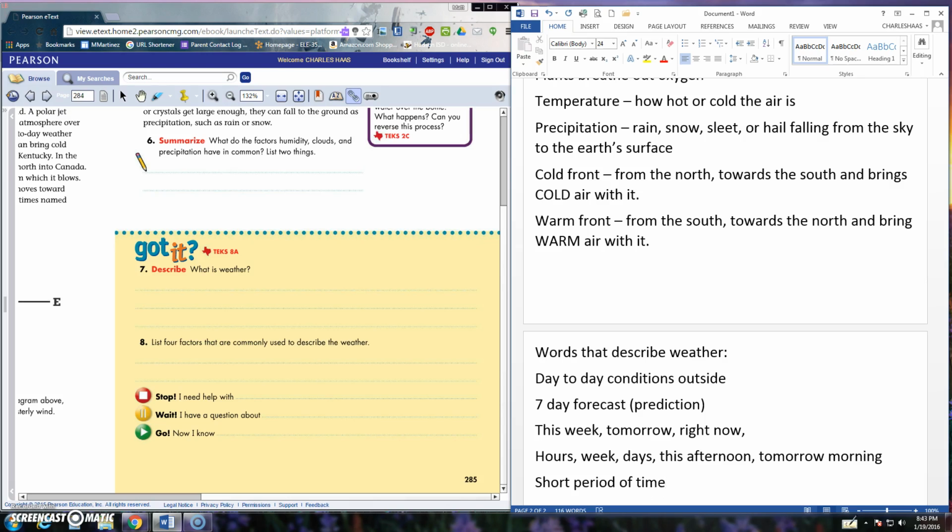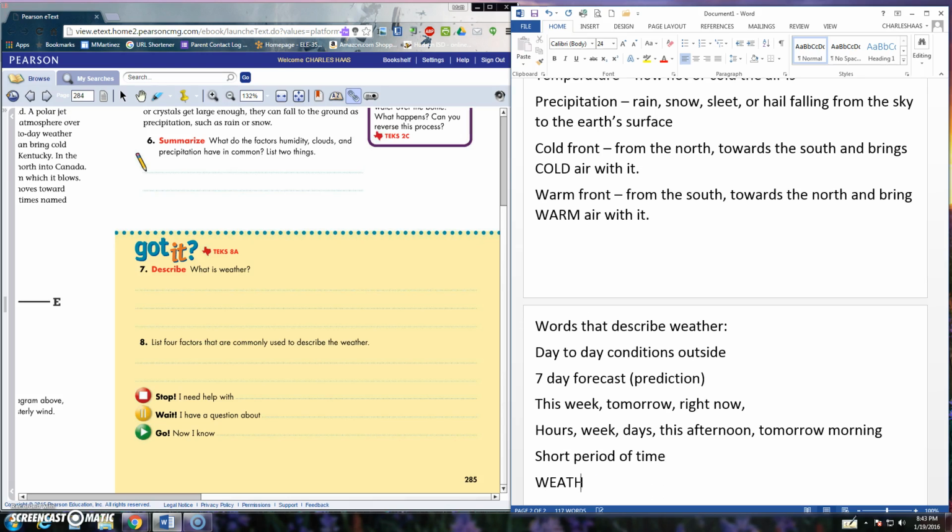This is describing weather. Weather is a short period of time. Today, tomorrow, this week, last week. These are words that describe weather. If you need to push pause, you can pause the video so you can finish writing down words that describe the weather.